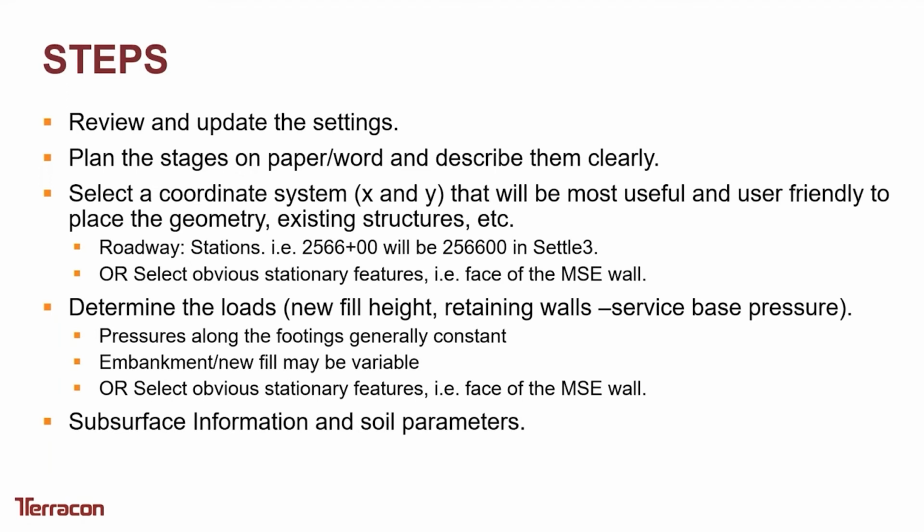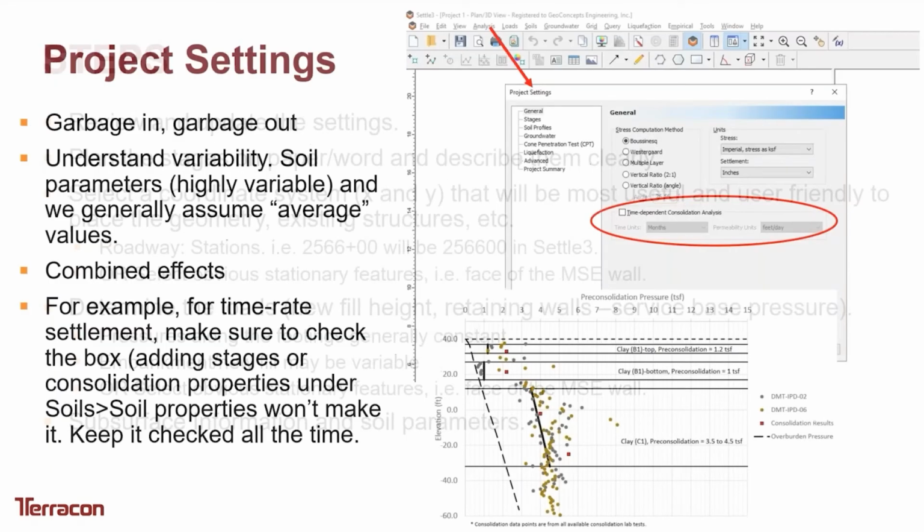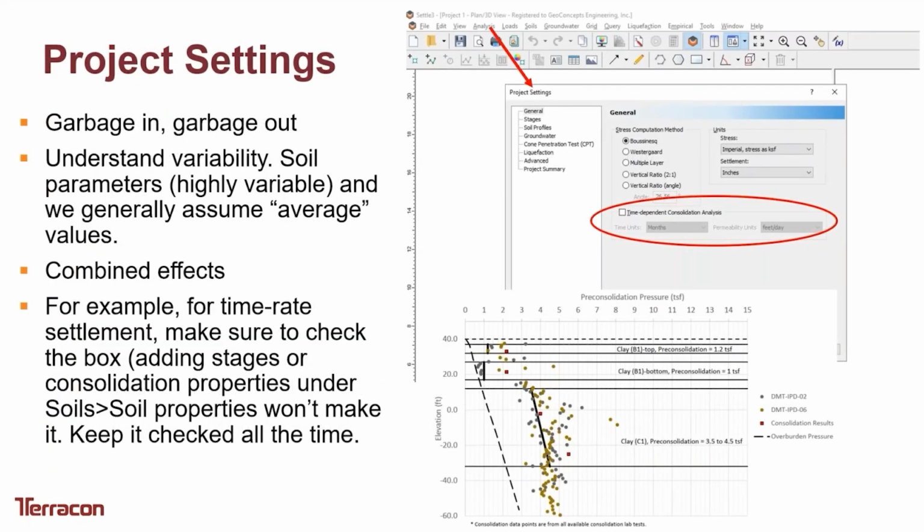Then next you determine the loads. You look into the new fill heights, how they vary with distance. If you have retaining walls, for example if you're doing roadway, you need to have service base pressures, and that's what you will be applying. And then of course you're going to need the subsurface information and the soil parameters. I talk about the project settings because if you don't start with this, your settings can be completely different, and you are basically doing garbage in, garbage out.